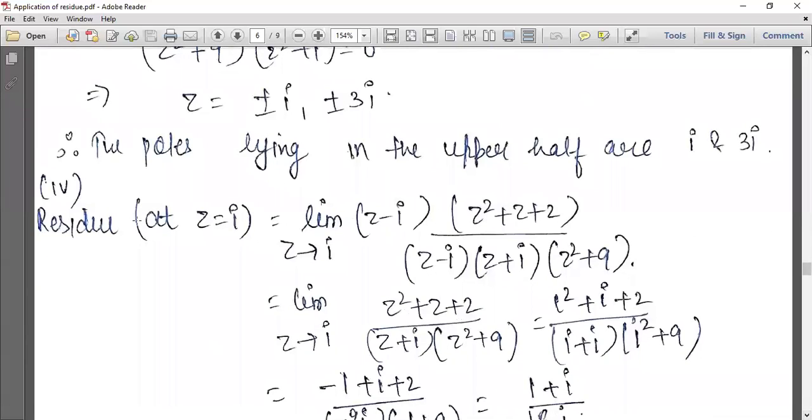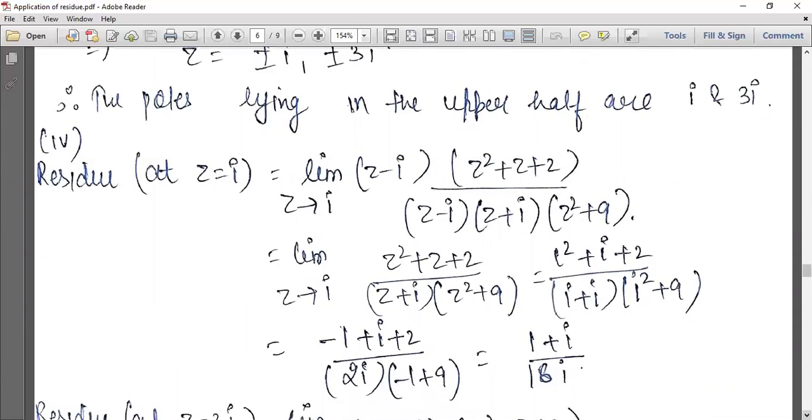So residue at z equal to i is the limit as z approaches i of (z minus i) into f(z), which is z square plus z plus 2 over (z minus i)(z plus i)(z square plus 9). So z minus i will get cancelled. I will be left with z square plus z plus 2 divided by (z plus i)(z square plus 9). Now just replace z with i. So this will be i square plus i plus 2 divided by (i plus i) into (i square plus 9). Using the fact that i square is minus 1, I will have my final answer as (1 plus i) divided by 16i.